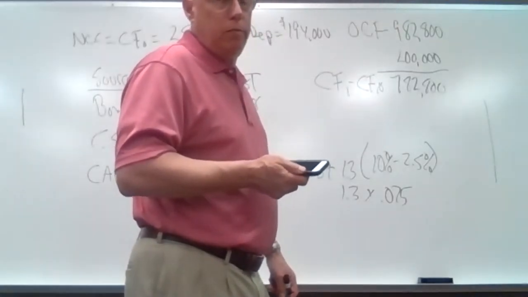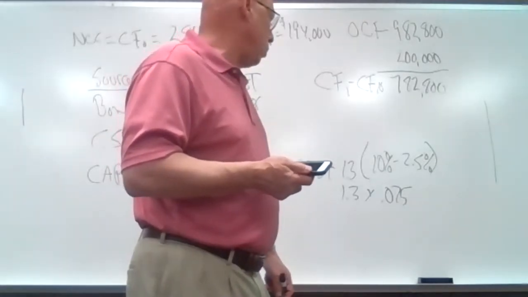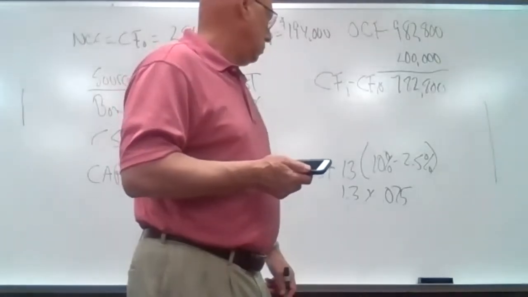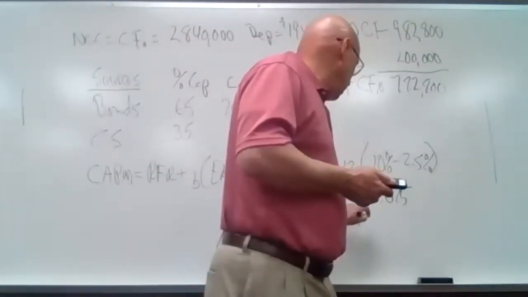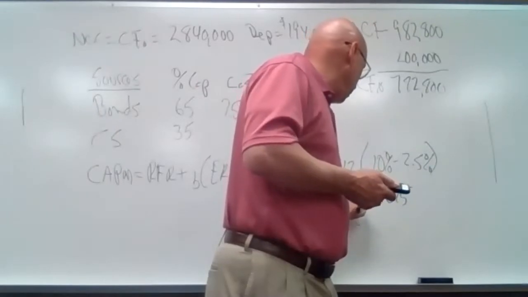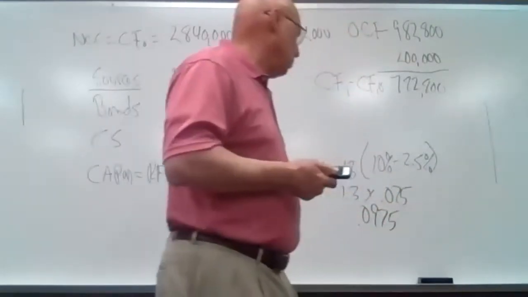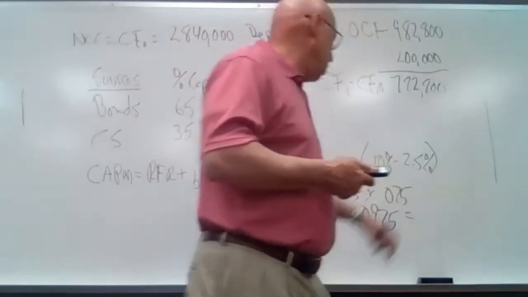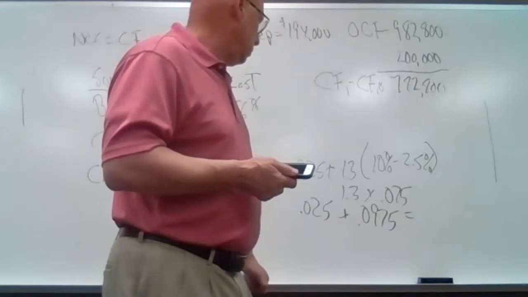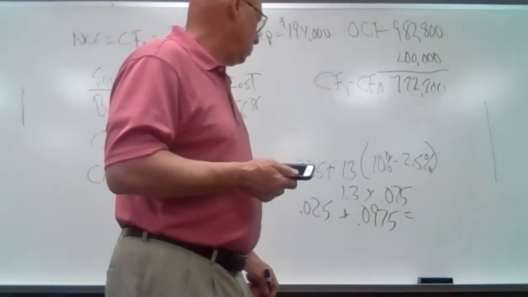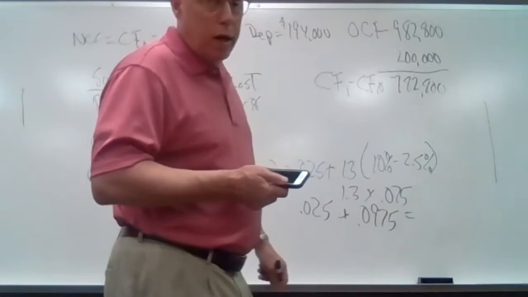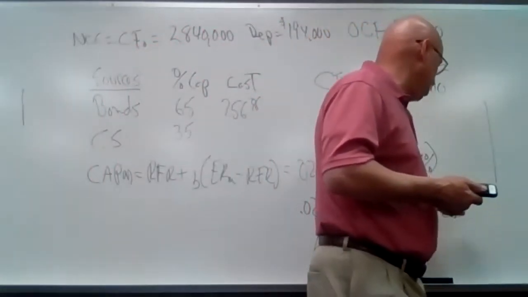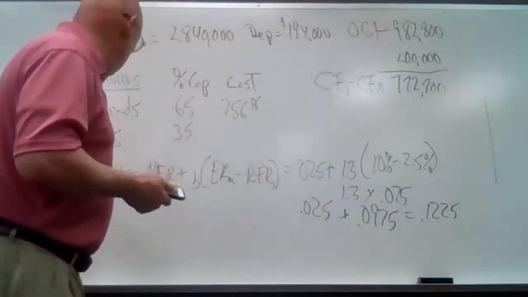It's an easy calculation. 0.075 times 1.3. Let's hear it. 0.0975. Point what? 0.0975. Okay. Plus 0.025 is equal to what? 0.1225. 12.25%. Okay.